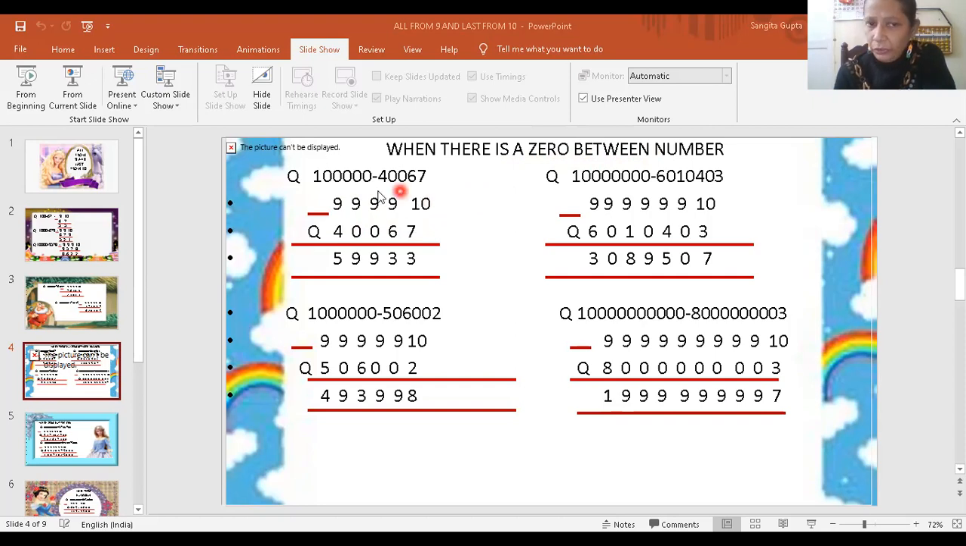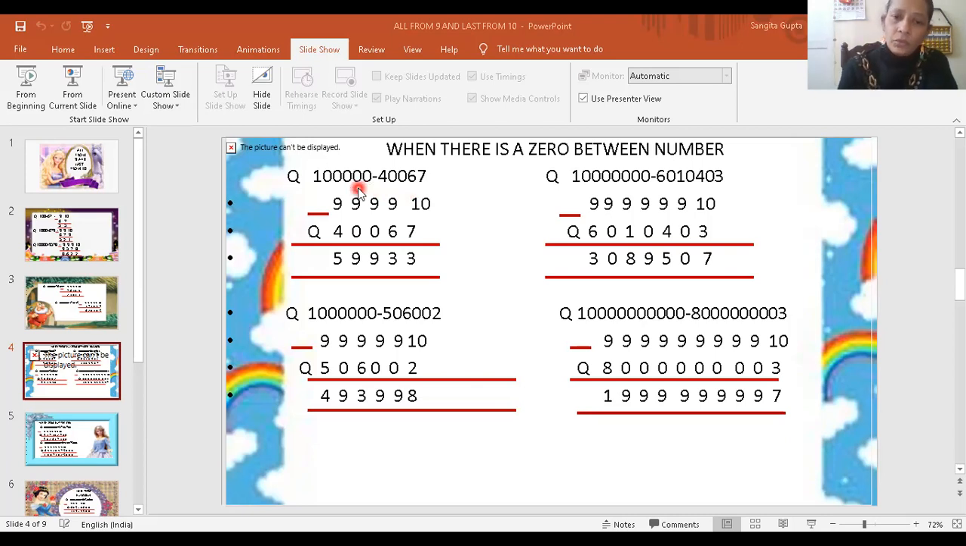So you see, your question is you have to subtract 40067 from this number. So 0 is in between the digits. Now you count how many digits are here: 1, 2, 3, 4, 5. 5 digits are here. Count the number of zeros: 1, 2, 3, 4, 5. 5 zeros. So the number of zeros and the number of digits are the same. This is the first condition also attached.